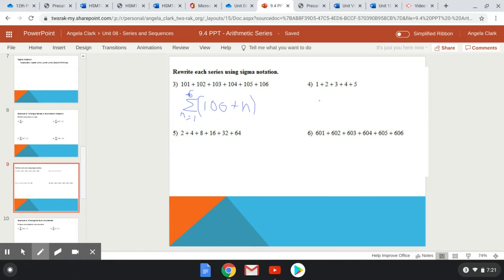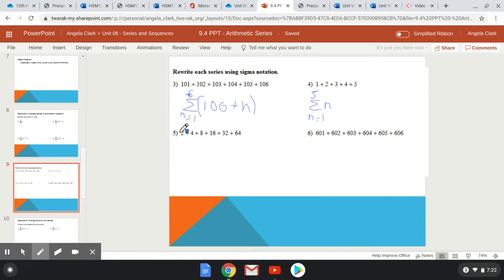All right, so let's do number 4. So again, we have a sum from n equals 1. We have 5 terms this time, so it's going to go up to 5. And then this is literally just n, right? 1, 2, 3, 4, 5. So this is just n. So that's that.